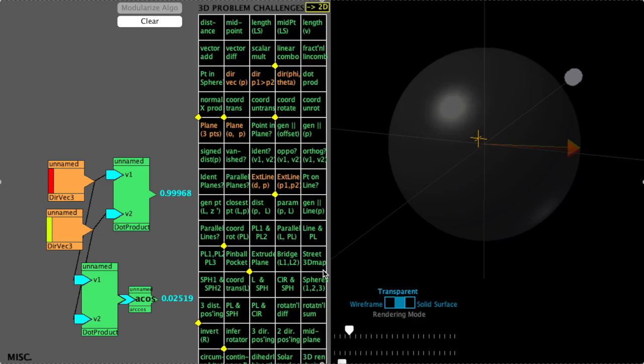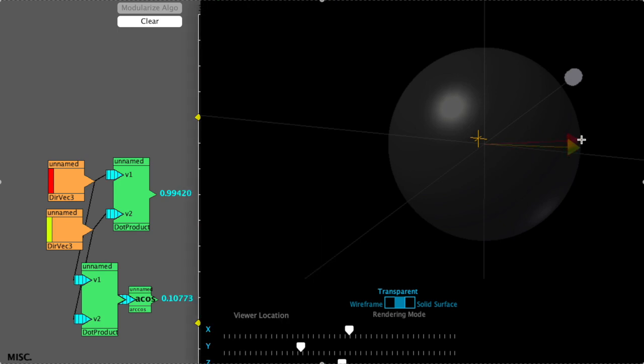Well, as you can see, we're starting out with the two directions almost equivalent. I see the yellow one is just almost the same. Now, if we start spreading these apart, you'll notice that our cosine value, which is the top number, is coming down and our angle is increasing.